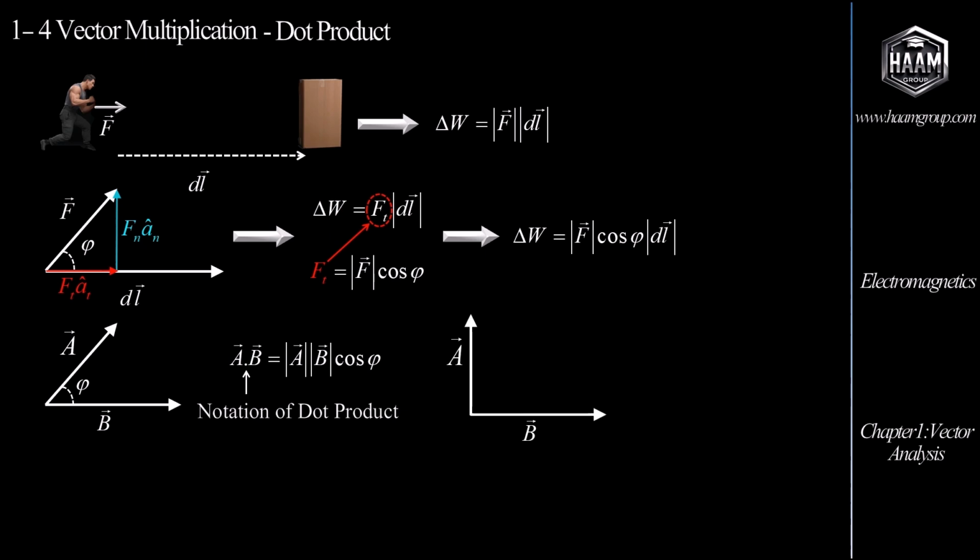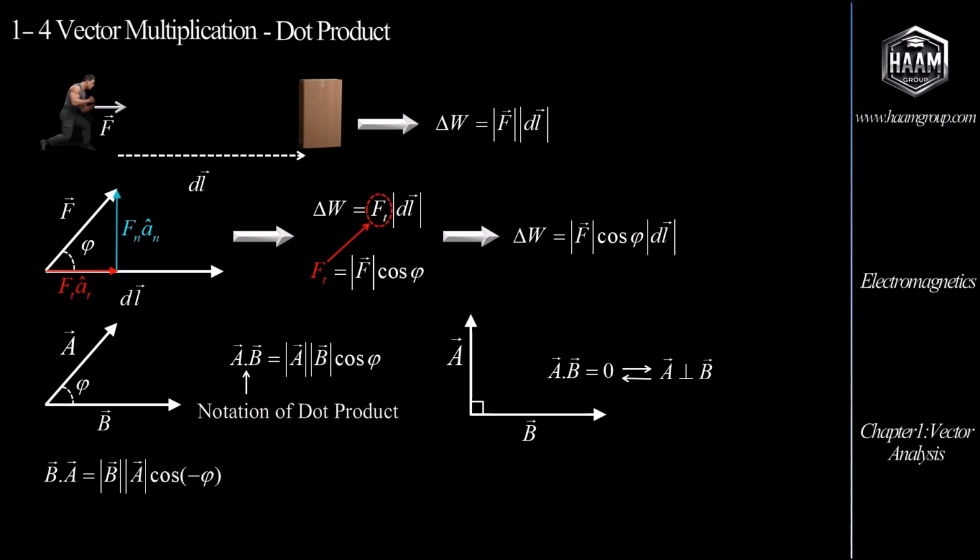It's quite clear that if A is perpendicular to B, that is, if the angle phi is 90 degrees, the dot product becomes 0. So if A dot B equals 0, this means the two vectors are perpendicular to each other, and if two vectors are perpendicular to each other, their dot product is 0.